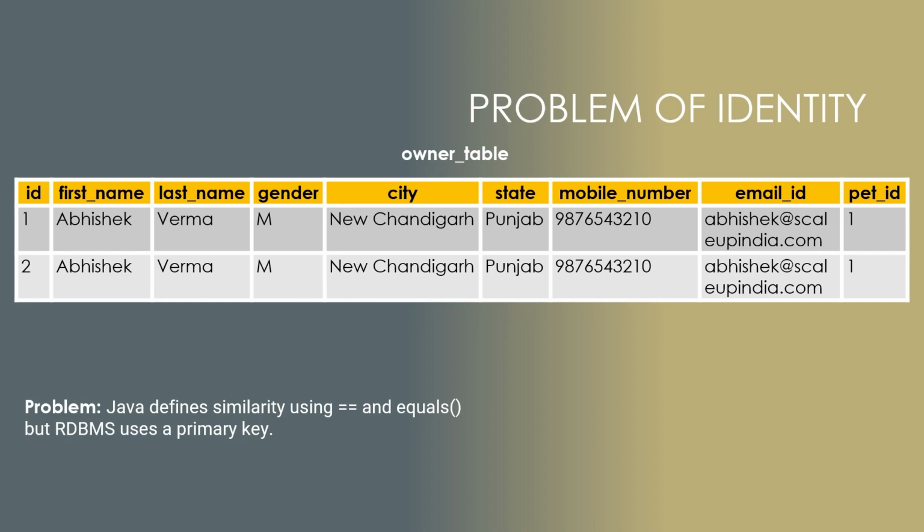In Java, we are making use of the equals method and the double equals operator, but in the database, we are making use of the primary key. And then it depends on us whether we are making a simple primary key or a composite primary key.